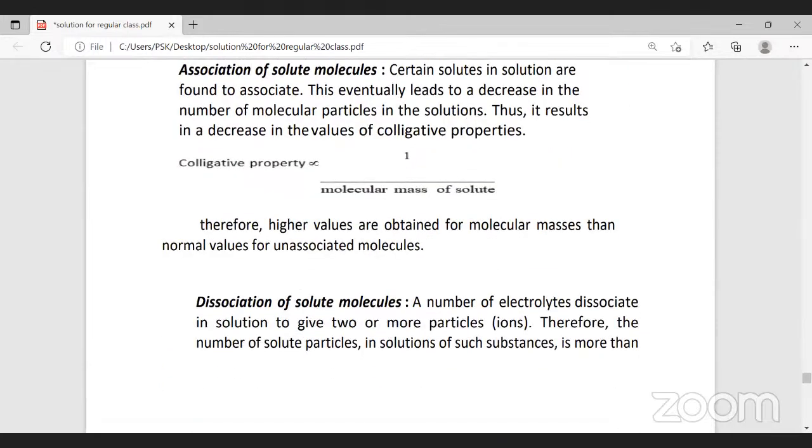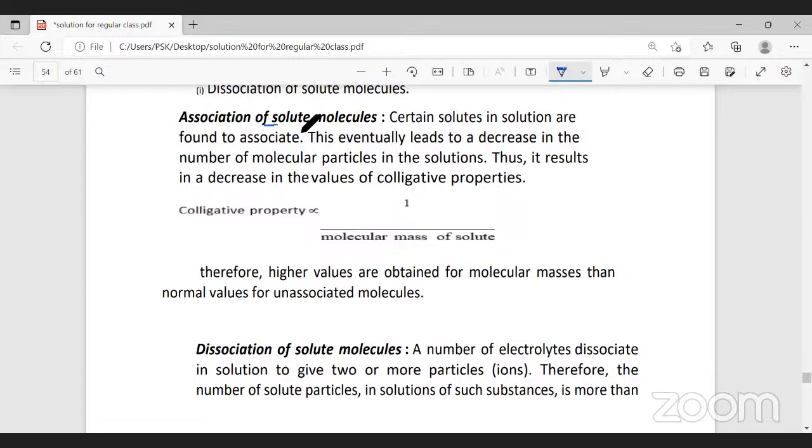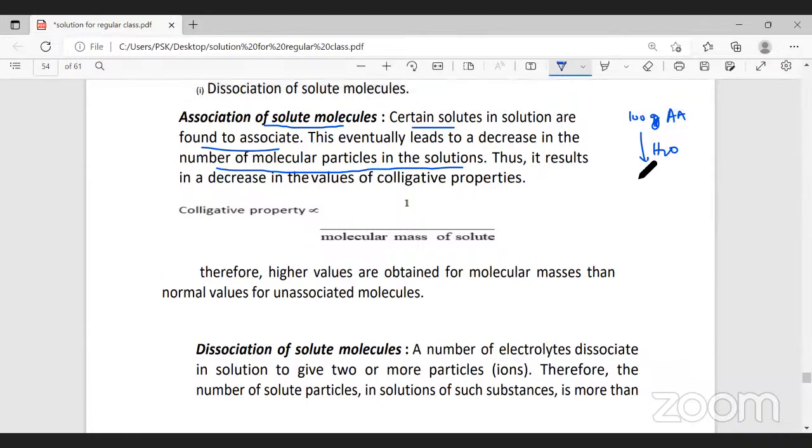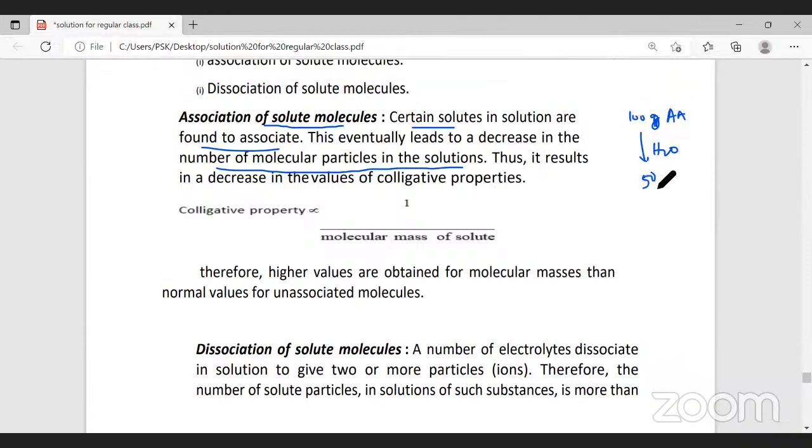Now, association of solute molecules. Certain solutes in the solution are found to associate. This eventually leads to a decrease in the number of particles in the solution. Assume 100 acetic acid molecules are put in water. These 100 acetic acid molecules will undergo association, so dimers are formed. So in water, how many particles will be there? Not molecules, particles. Only 50. Are you getting this point?